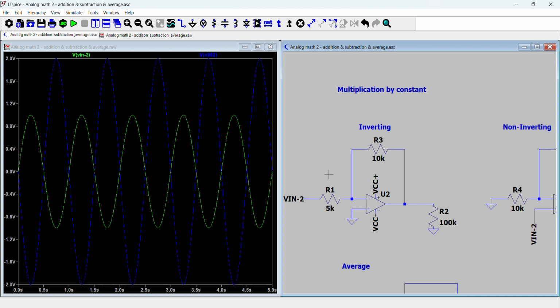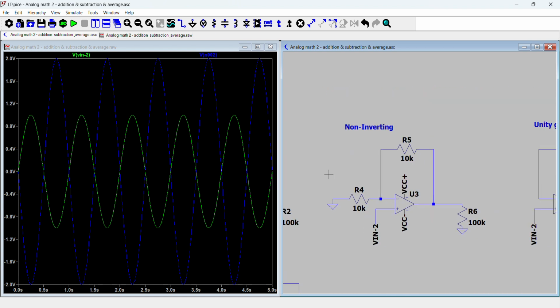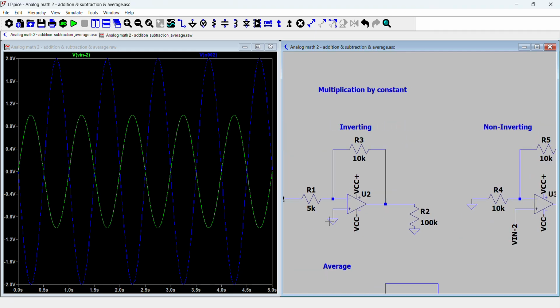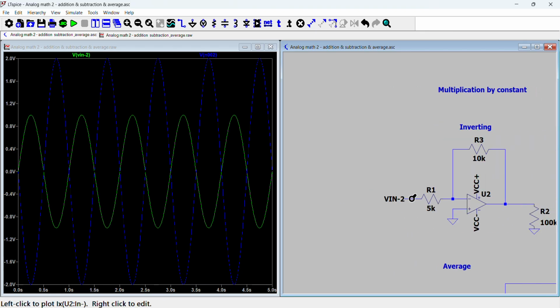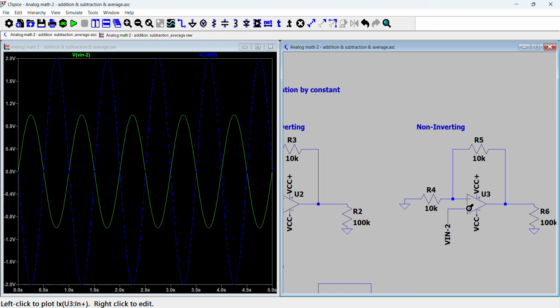So let's move on to the next configuration, the non-inverting configuration. And in this case, what happens is that instead of the input coming in through the inverting input of the op-amp, it's straight away connected to the non-inverting terminal of the op-amp, which gives it infinite impedance. So this solves one of the problems that we had before.